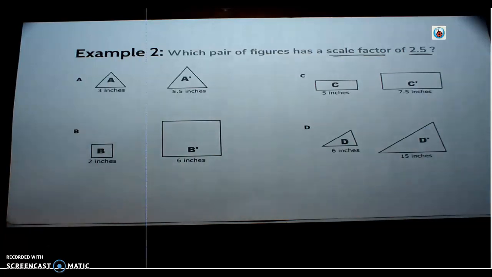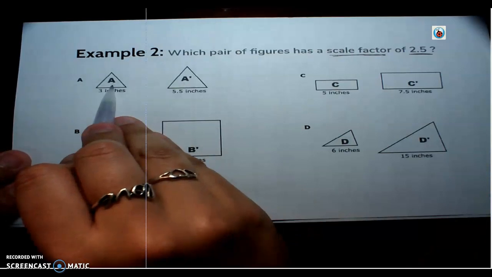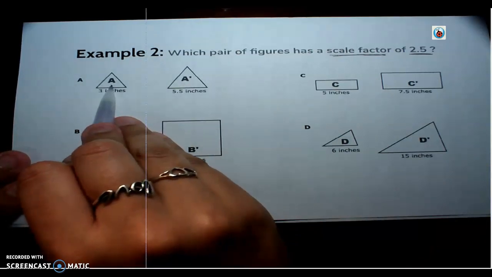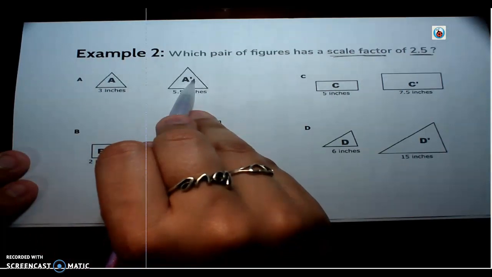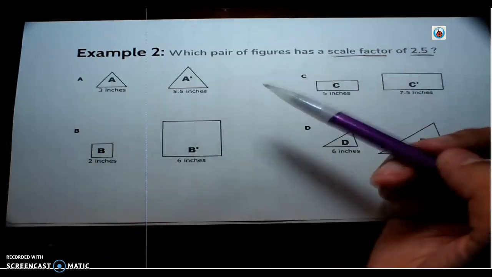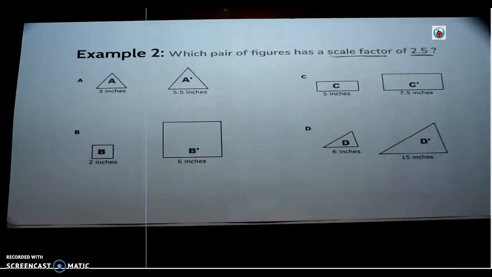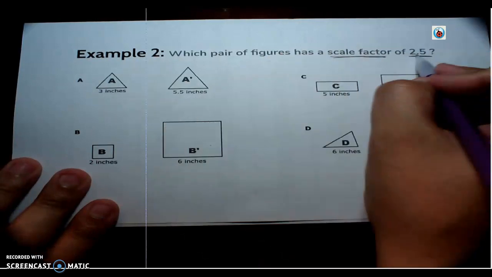So there are 2 ways we can solve it. The first one would be to just multiply the original shape times 2.5 and see if it gives us the new measurement. And remember the notation. The A by itself is telling me that this was the original or the pre-image, and the A prime with the apostrophe is my new image, or my image. So I can either call it new or just image. This one would be my pre-image or my original. So they're telling me that to get this shape, I would have to multiply by 2.5.